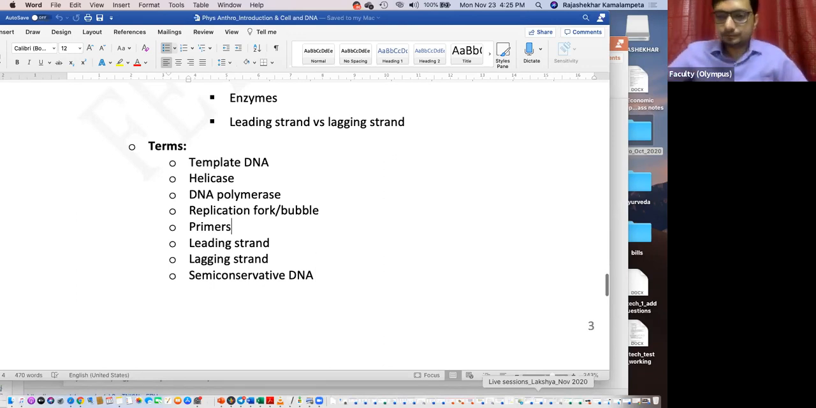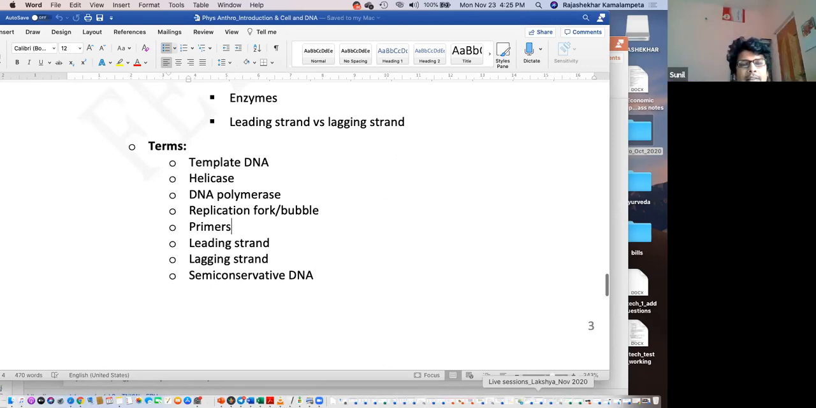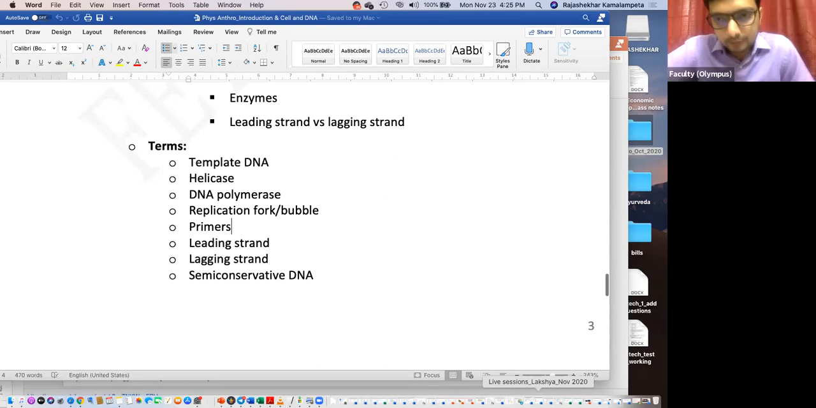Sir, is it that the lagging strand has more errors than the leading strand? I mean, because the lagging strand has more intermediate steps. Okay. Your question is whether the lagging strand will have more errors than the leading strand. Yes, the lagging strand will have more errors than the leading strand because the lagging strand has intermediate processes.